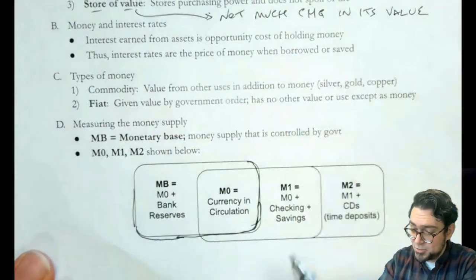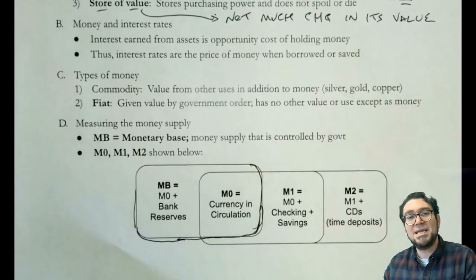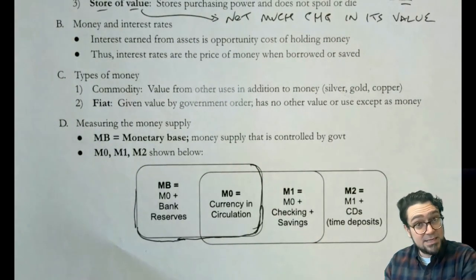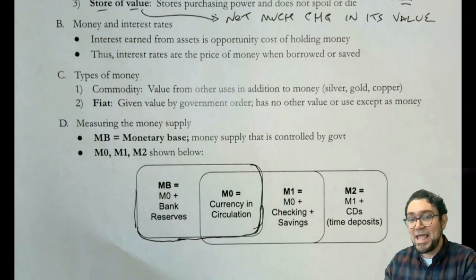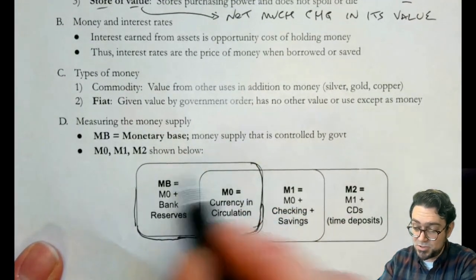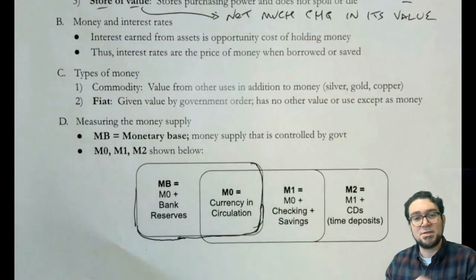So MB includes bank reserves, which would be money in your bank teller drawer. It would be money that the bank has in its own bank accounts, right? So bank money and currency in circulation. So it's these two together. So it's kind of like this big circle. That's the money supply that's actually directly controlled by the government.